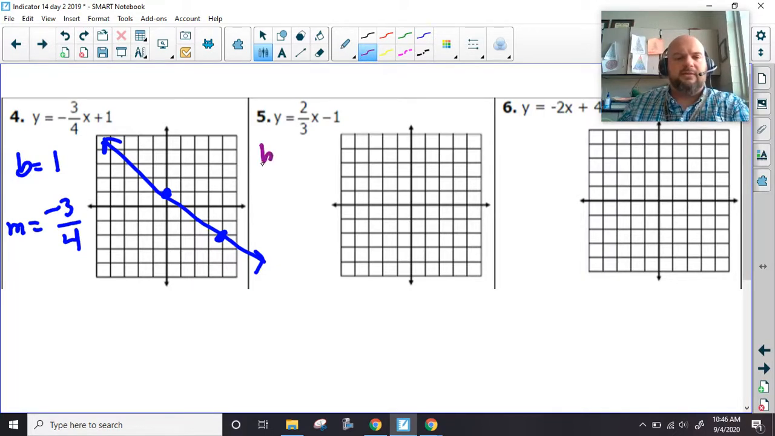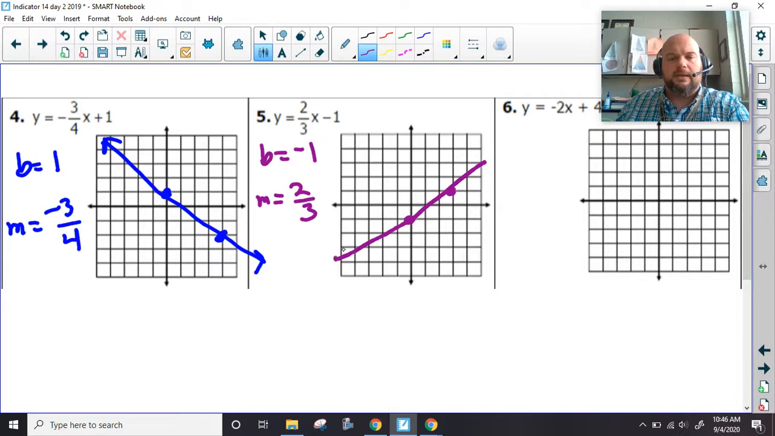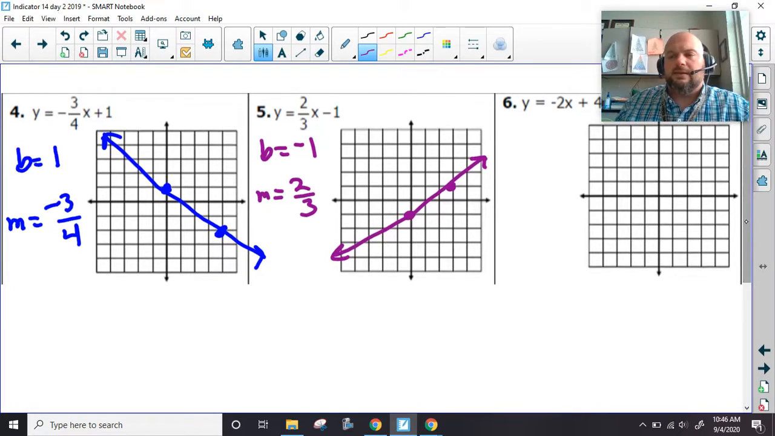Now, number 5. b is -1. From the origin, go down 1. Boop. There's my dot. All right. My m is 2/3, or 2/3, I like to call it. So we're going to go to the right. 1, 2, 3. Up 2. 1, 2. Make another dot. And there we go. Yeah, I know. Those aren't super great, but I'm trying.